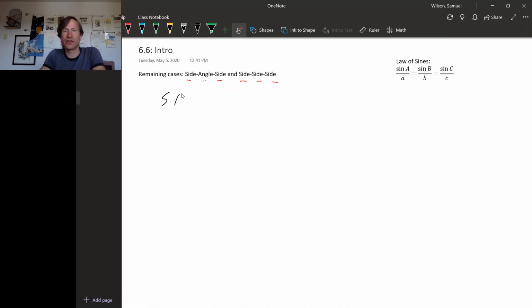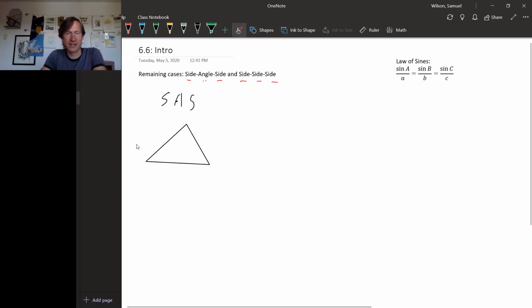So first, let's go for side-angle-side. So we might have something like this. And maybe we know that this side is 5, this angle is, I don't know, 35 degrees, and maybe this side here is 4. So we know two of the sides and the angle between those two sides. So we'd call this angle big A, this side little a, this is going to be little c, big C is that angle, big B is this angle, and little b is this side.